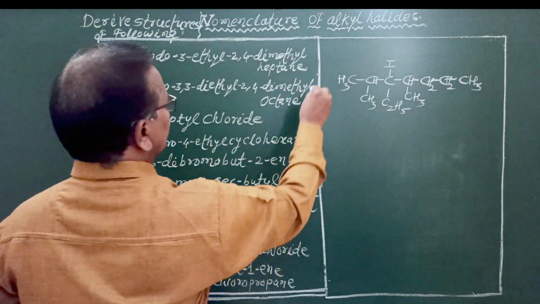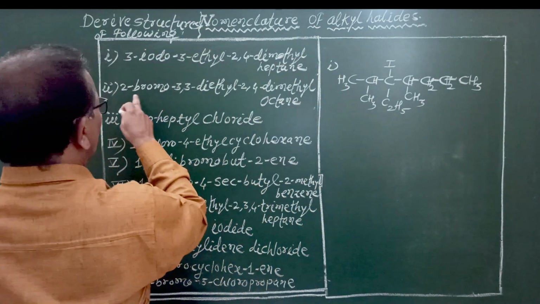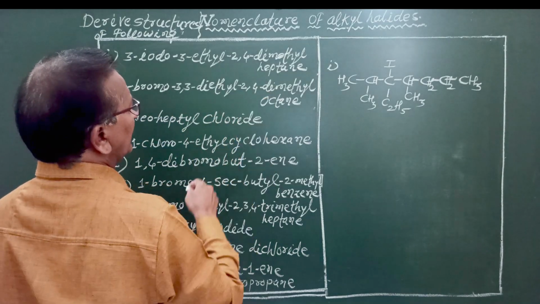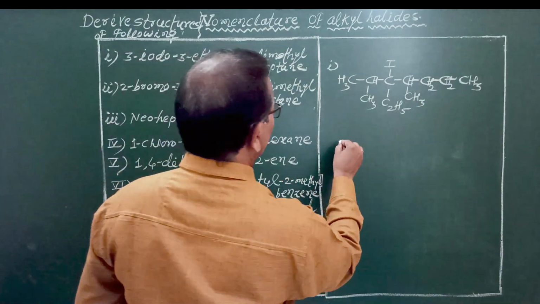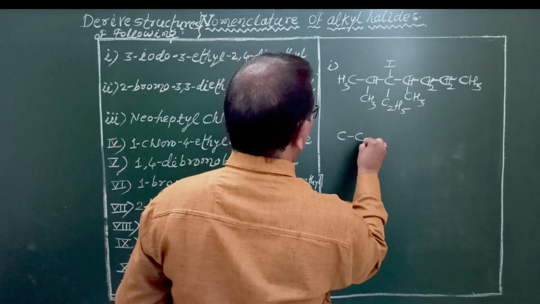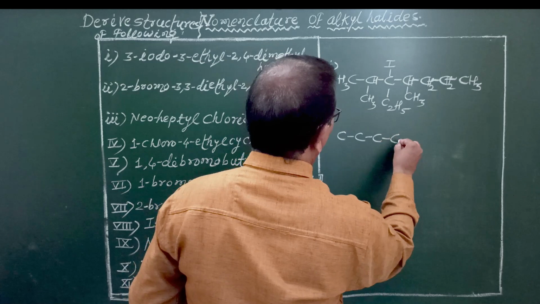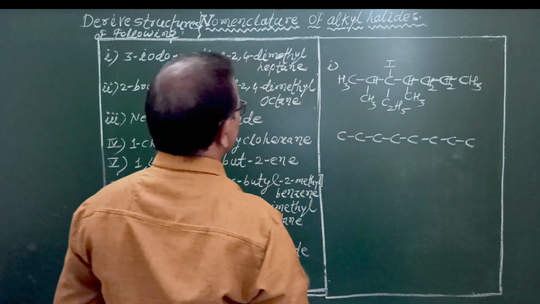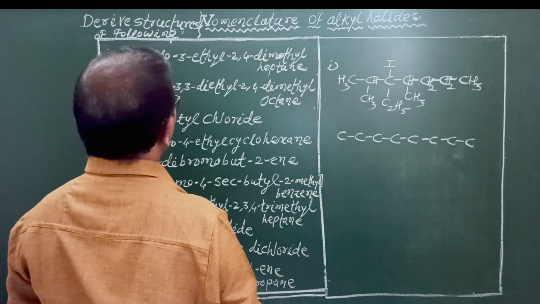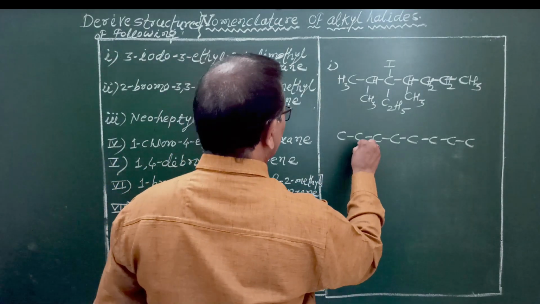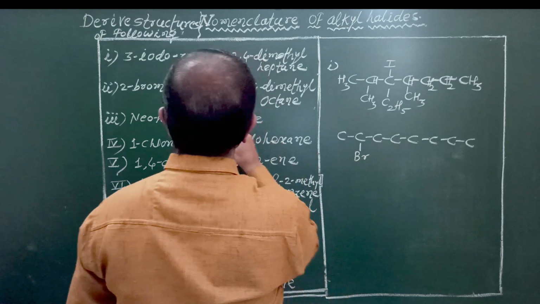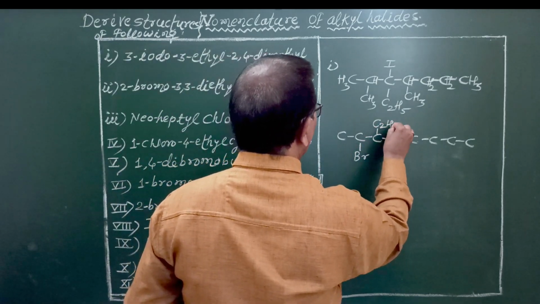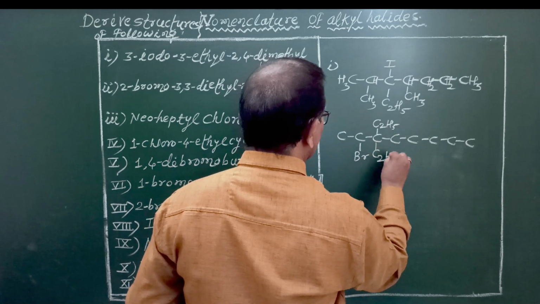Now, let us see the next. What is the next structure? 2-bromo-3,3-diethyl-2,4-dimethyl octane. Octane, we must write 8 carbon atoms: 1, 2, 3, 4, 5, 6, 7, 8. Since the parent alkane is octane, 8 carbon atoms are there. Position of the bromine atom is at carbon number 2, 2-bromo 3,3-diethyl. At carbon number 3, there are 2 ethyl groups in branches.